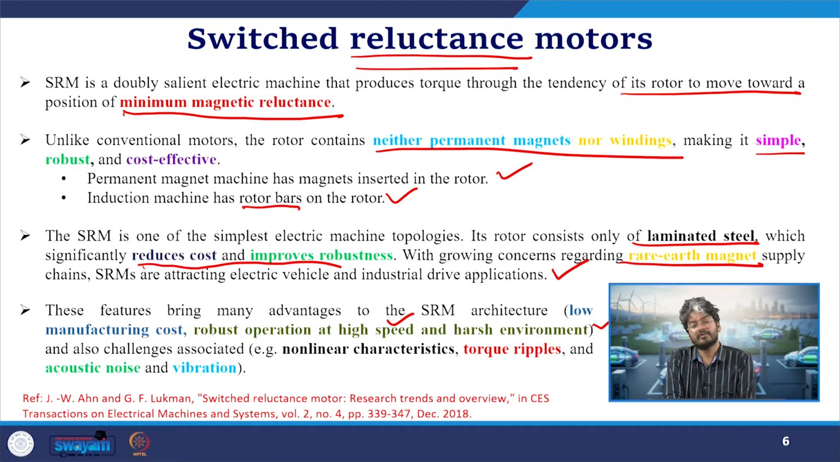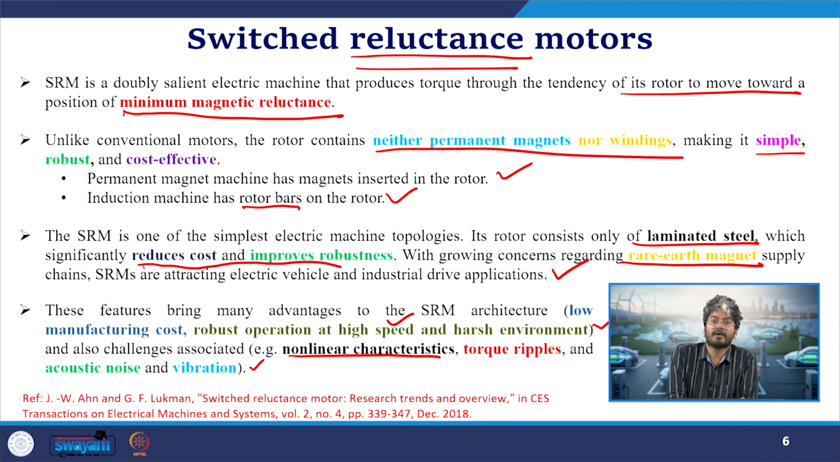So everything comes with some type of challenges. What will be the challenges associated with this machine? Nonlinear characteristics, torque ripple, and high acoustic noise and vibrations. The ambient noise will be somewhat higher in this case compared to the other machines. We'll see each of these characteristics when we go into the detailed operation of this motor.